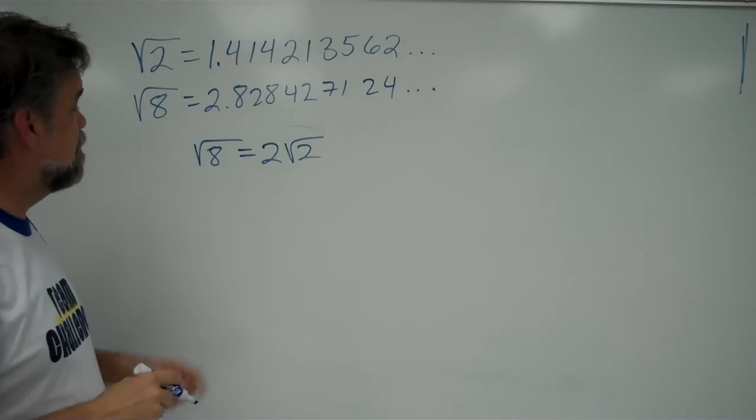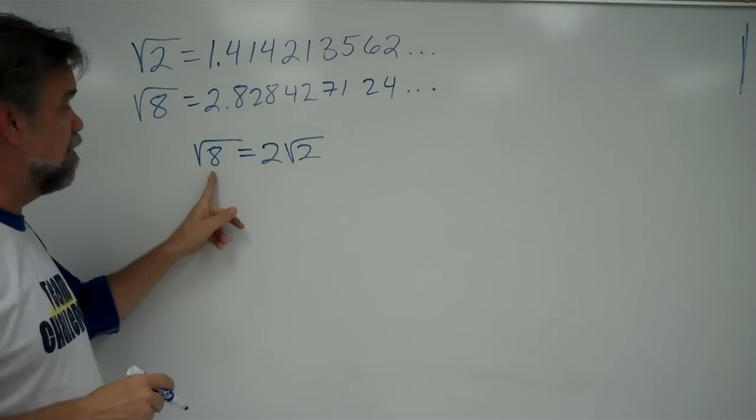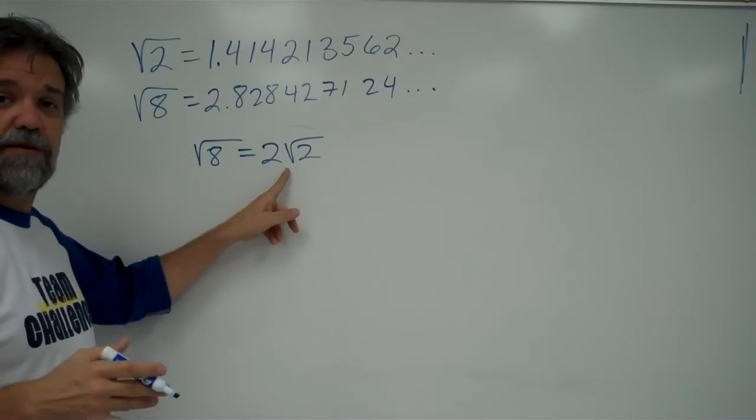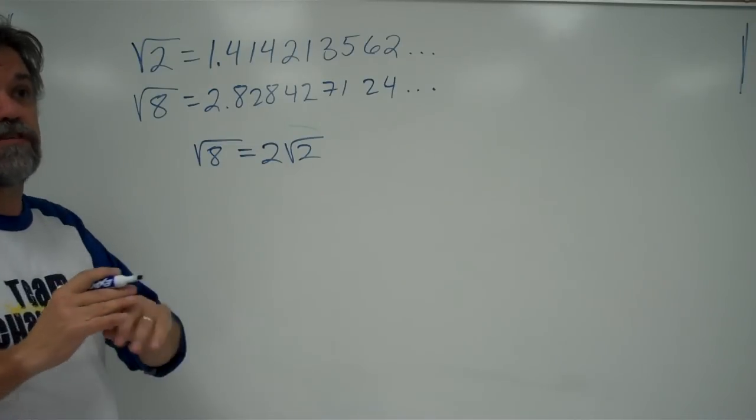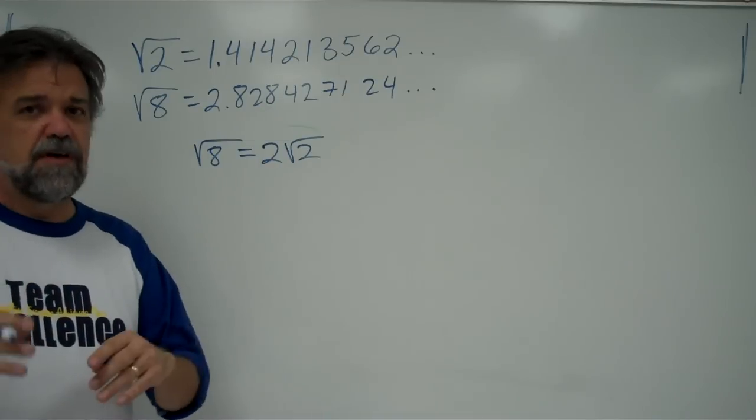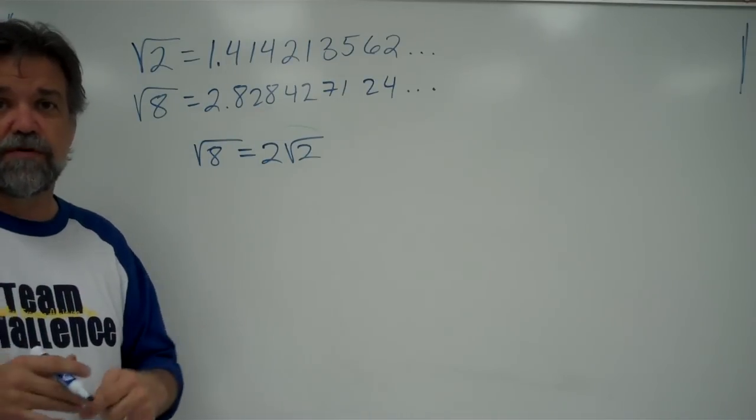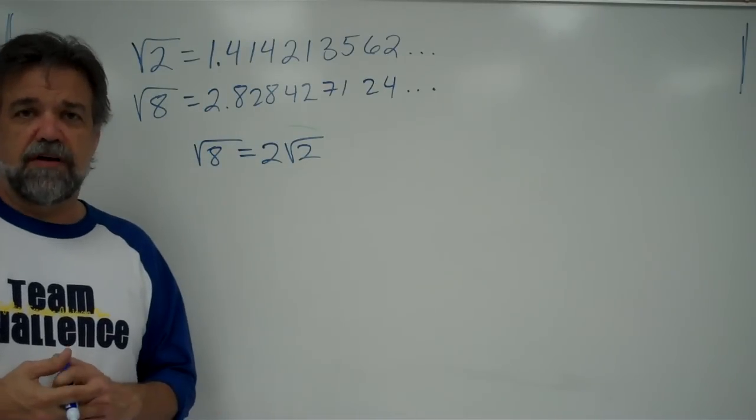And the reason it's true is because the square root of 8, if you write it in simplest form, is 2 times the square root of 2, okay? And that's exactly what this video is about today: simplifying square roots, or actually simplifying radicals, because not just square roots, but cube roots and fourth roots and fifth roots and any kind of root, any kind of radical. So, how does one simplify a radical?